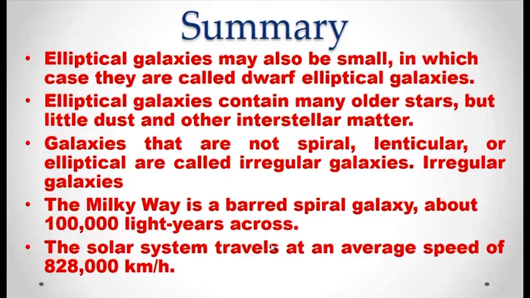The Milky Way is a barred spiral galaxy about 100,000 light years across. The solar system travels at an average speed of 828,000 km per hour. This is how we can learn things about our galaxy.